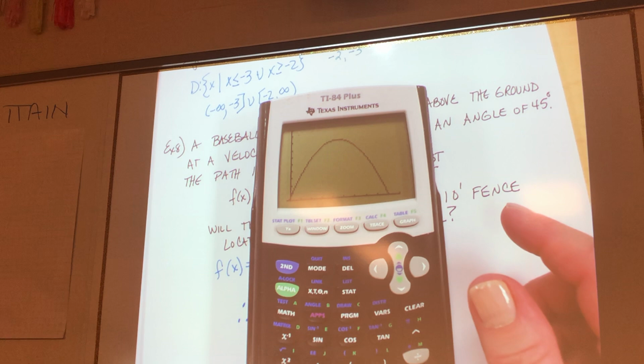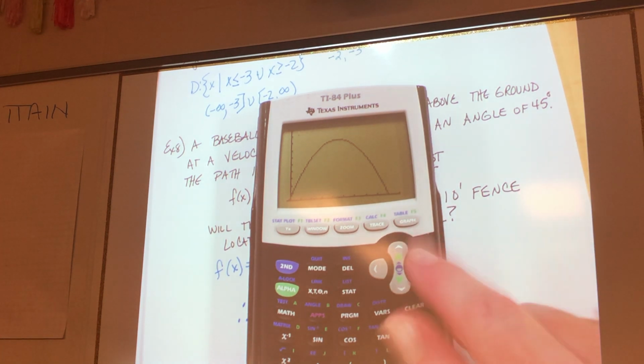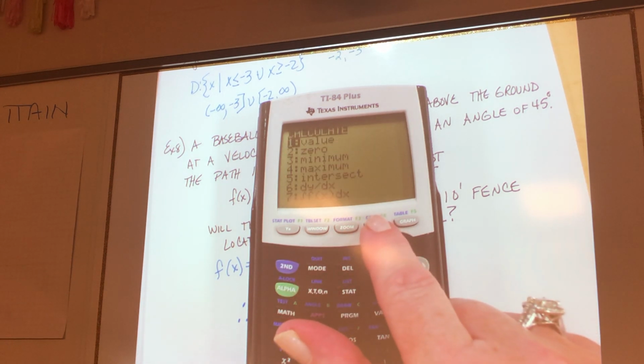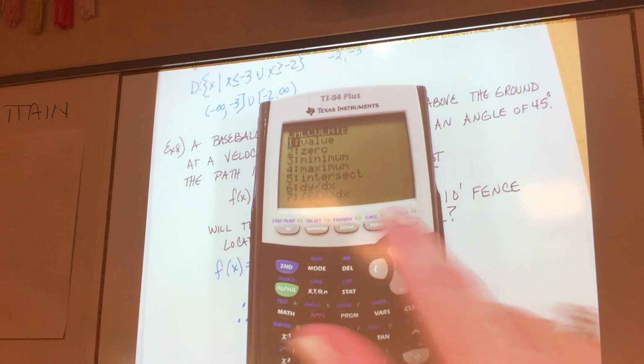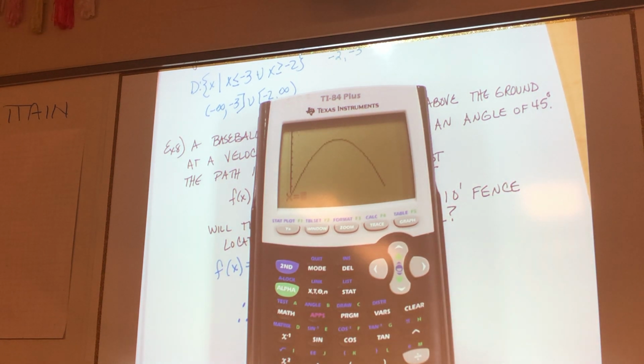I want to know what the value is at 300. Watch what I can do. I go to second, calculate, and the very first thing that comes up is value. I'll choose that and say, tell me what y is when x is 300. It says 15, so yes, it made it over the fence.